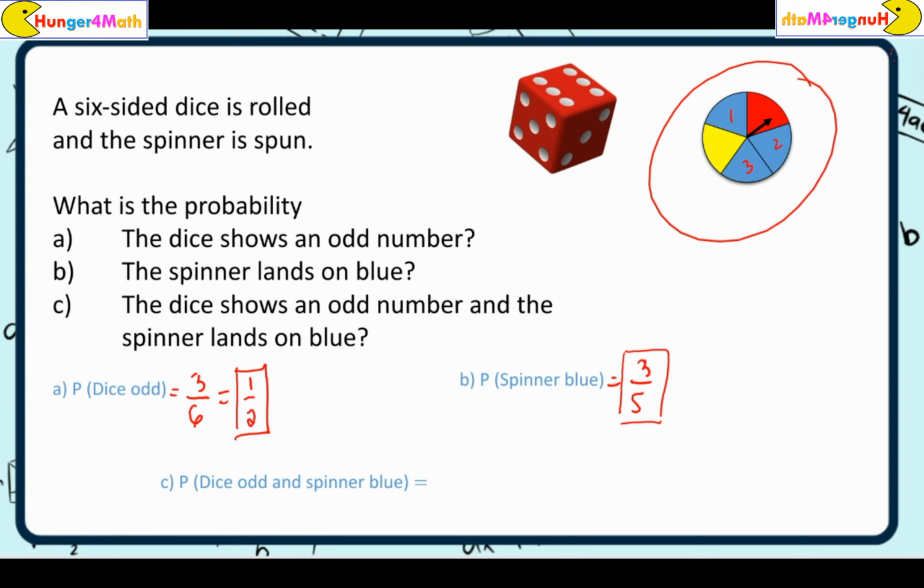Letter C, the probability that the dice shows an odd number and the spinner lands on blue. This is an independent event because whatever happened to the first event will not affect the second event. In that case, we are going to multiply the given probabilities: the probability of the odd, which is 1/2, times the probability of the spinner landing on blue, that is 3/5. Now our answer here will be 1 times 3 is 3 over 2 times 5 is 10. So the probability that the dice shows an odd number and the spinner lands on blue is 3/10.